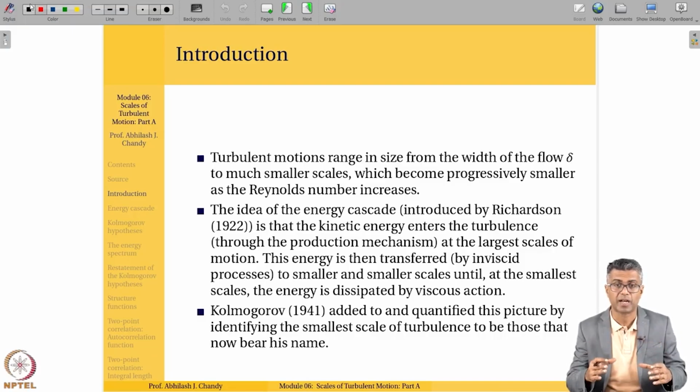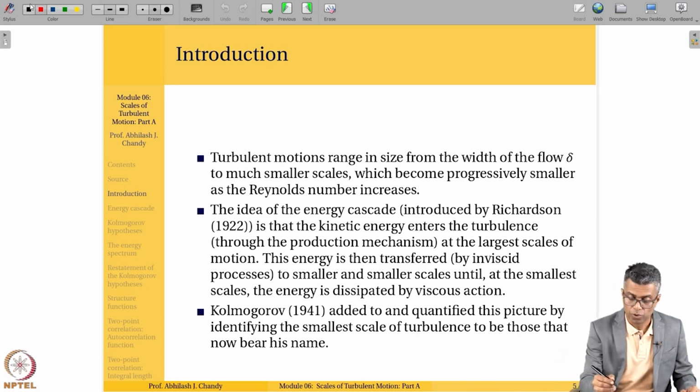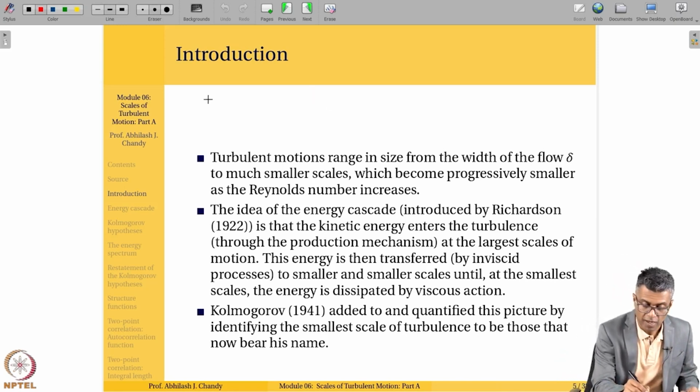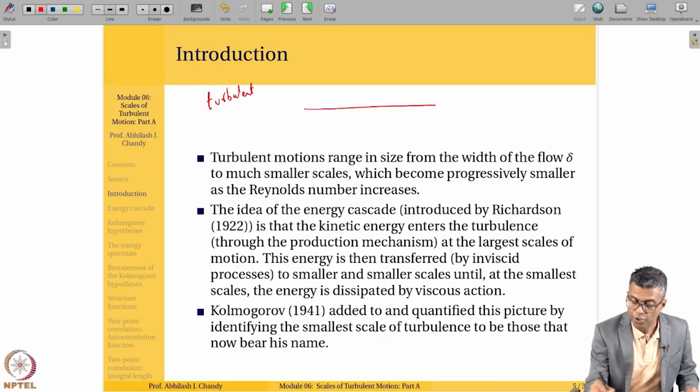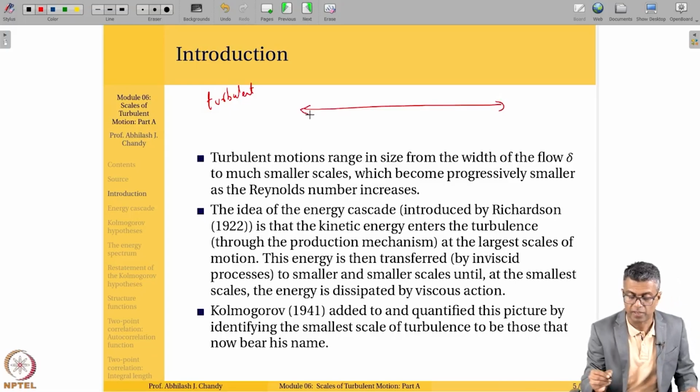So a characteristic length scale is this large length scale that governs the flow. And what we are saying is that all the length scales in the flow are of the order of the characteristic length scale. That is for laminar flow. In a turbulent flow, you have a varying range of length scales. So essentially what you have is, if the flow is turbulent, then you have a varying range of length scales.